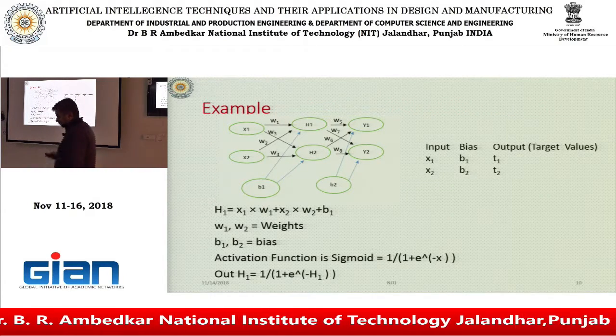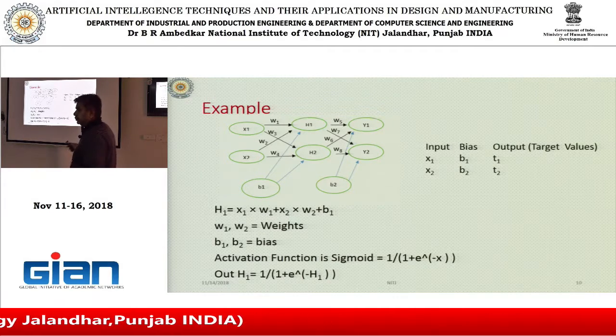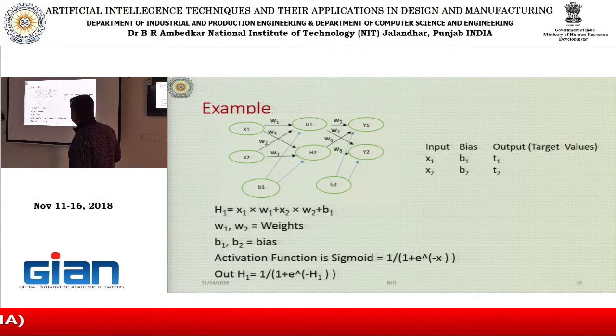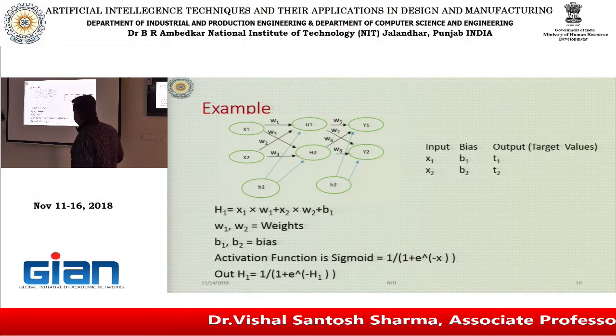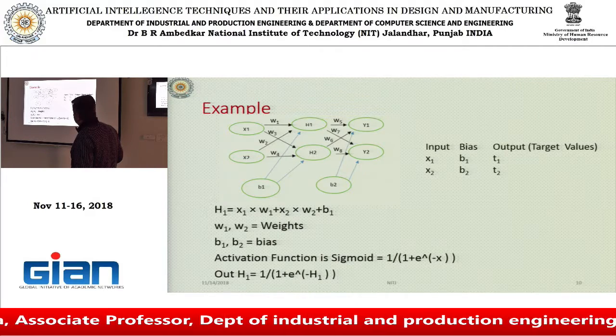A simple example, a very simple example. In this example, we are taking only two inputs and two outputs. So x1, x2 are the two inputs. y1, y2 are my outputs. b1 is the bias in the hidden layer, b2 is the bias at the output layer.